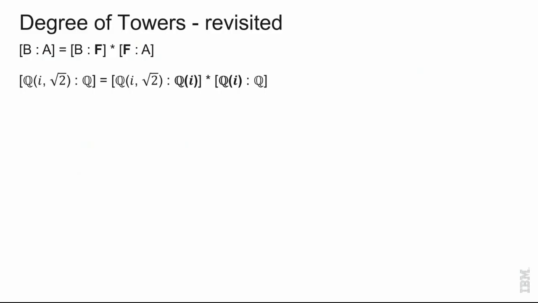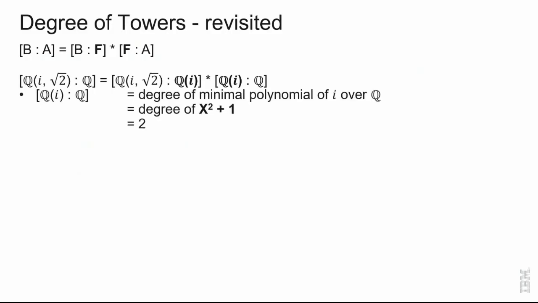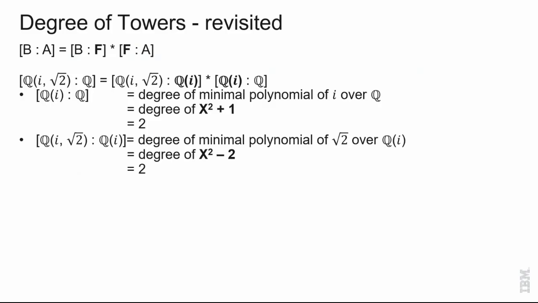So let's see it here. This term here, the right term, is the degree of the minimal polynomial of i over Q. The minimal polynomial is x squared plus 1, and its degree is 2. As for the second term, this is the degree of the minimal polynomial of the square root of 2 over Q adjoined i. Now you take coefficients from Q adjoined i. The minimal polynomial is x squared minus 2. Its degree is also 2. So by the Tower law, we learned that the degree of the final field extension, Q adjoined i and the square root of 2, with coefficients from Q, must be 4.